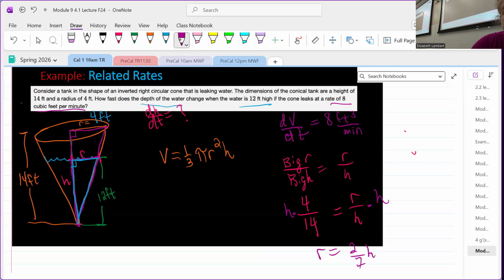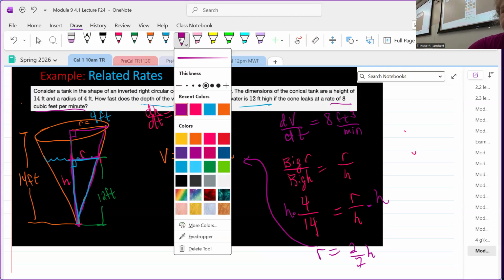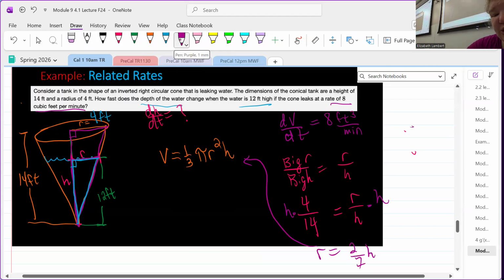And we're going to make this substitution now before the derivative. But I could also take the derivative of this and get a formula for dr/dt. And it turns out dr/dt would actually be constant.